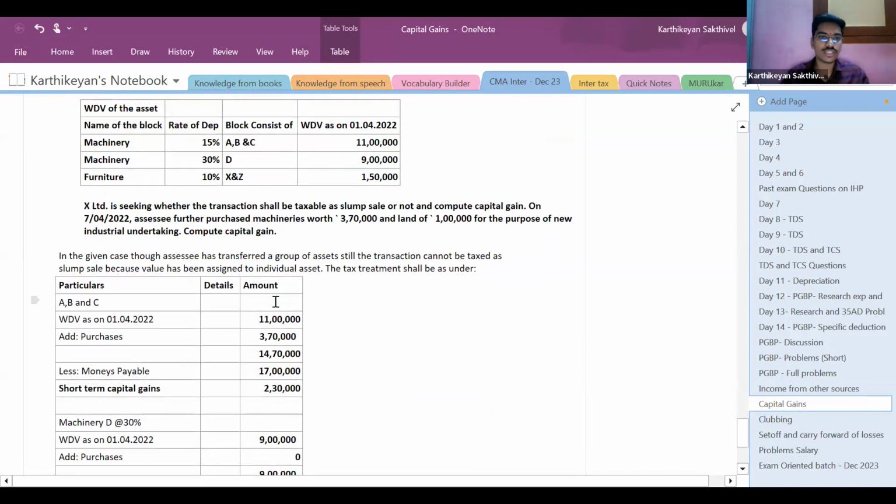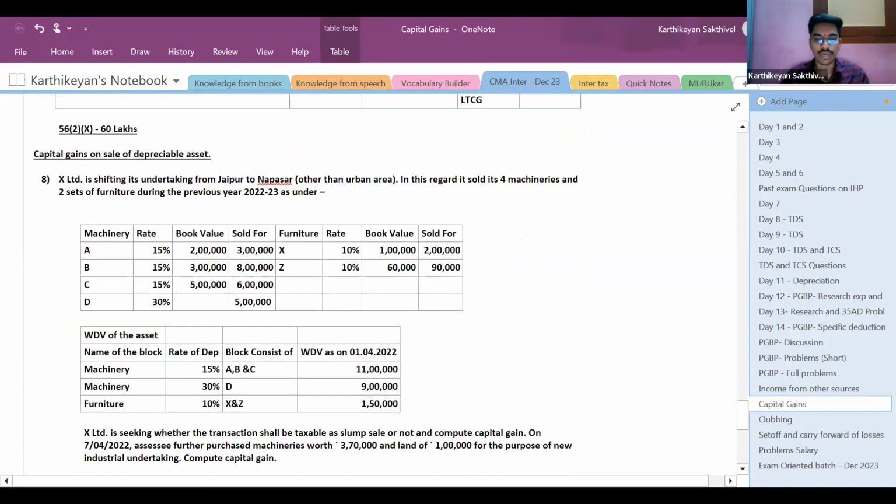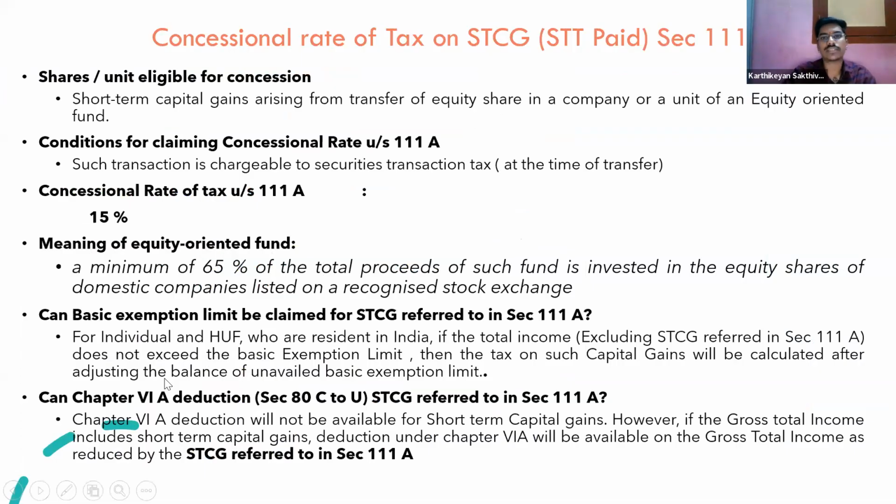Okay, well. So this is one sample problem for capital gains on sale of depreciable asset. Right. So now we'll go to capital gains on sale of shares. As far as capital gains on sale of shares is concerned, you have two major rate sections: 111A, 112 and 112A. 112 I'm not discussing, I'm just discussing 111A and 112A alone since it is in relation to shares.